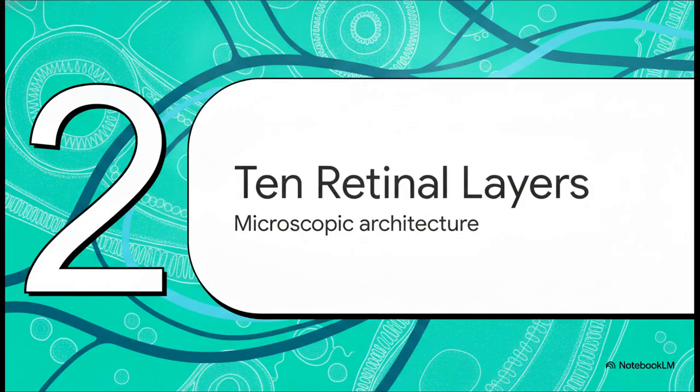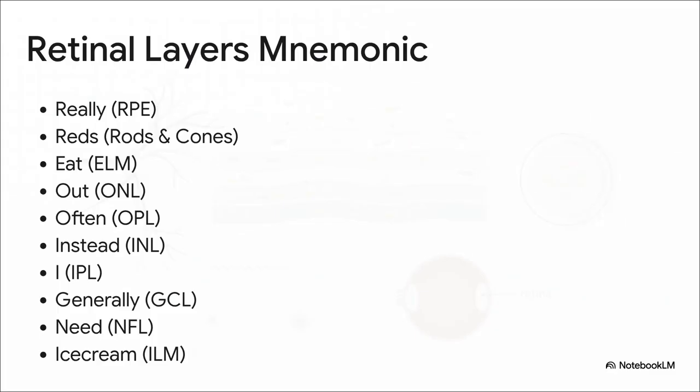Moving right along to Section 2, the 10 retinal layers and their microscopic architecture. To really grasp how these ancient systems merged, we have to look at the microscopic architecture lining the back of our eyes today. There are 10 distinct layers, organized from the outside, nearest the choroid, all the way to the inside, nearest the vitreous gel.